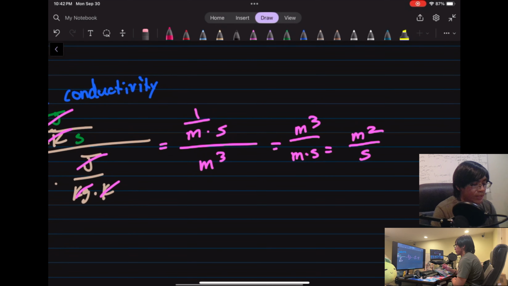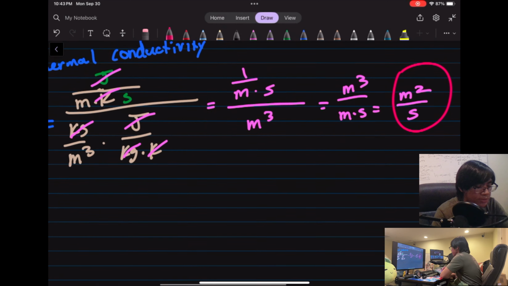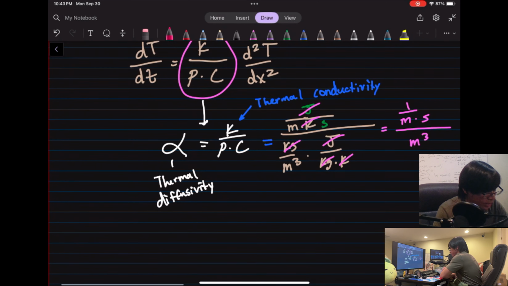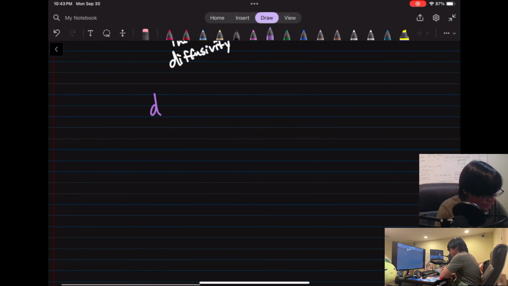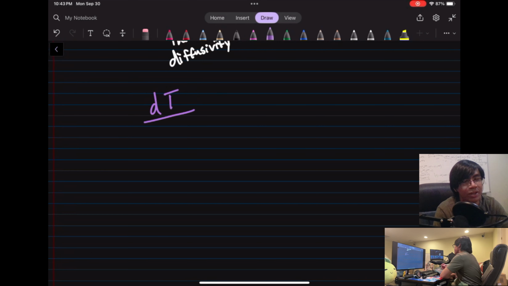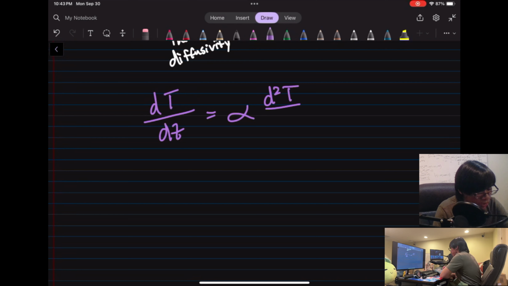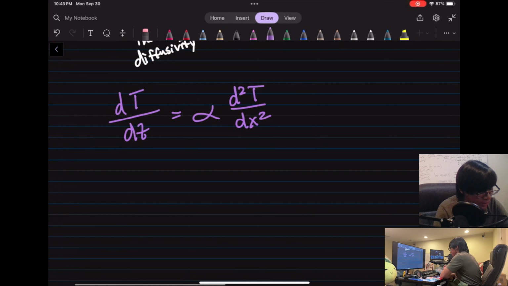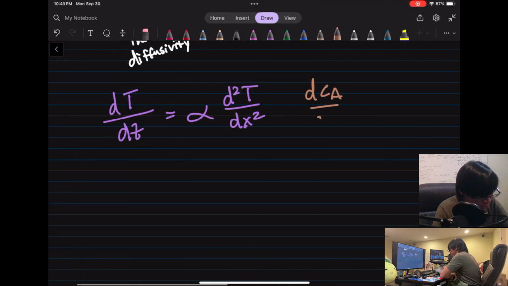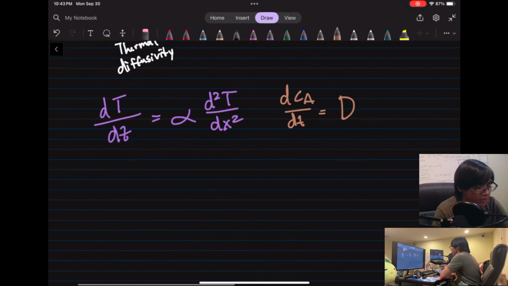So realize these units if you remember from previous mass transport classes. This equation here, I'll go ahead and rewrite it. So we had our change in temperature with respect to time is equal to alpha, our thermal diffusivity, and then the second derivative of temperature with respect to position. Well, this is analogous to our concentration profile that we observed in mass transport, which is practically identical with D, our Fick's law diffusivity, diffusion coefficient, and again, second derivative with respect to position.